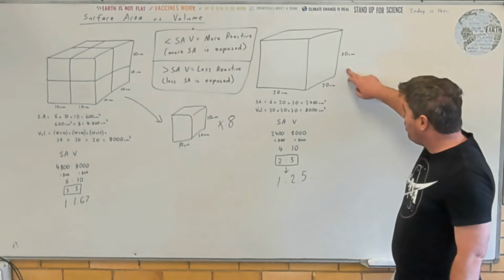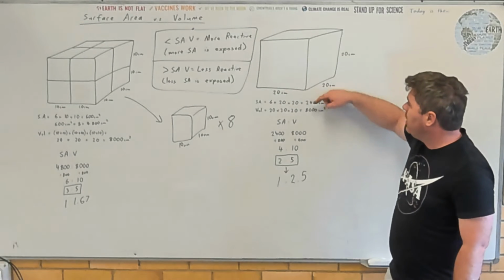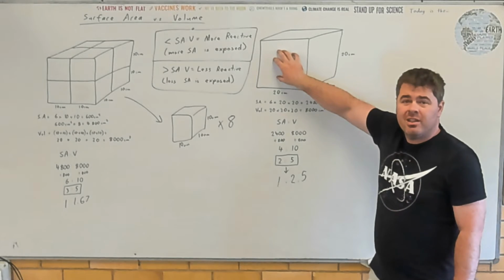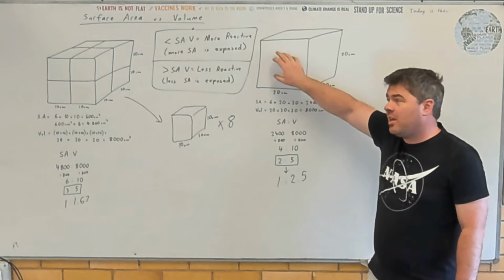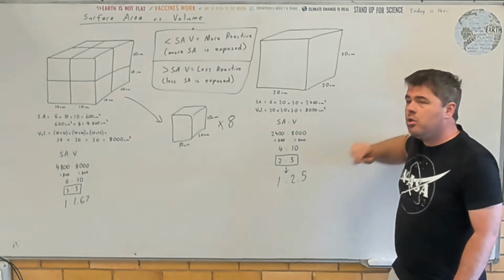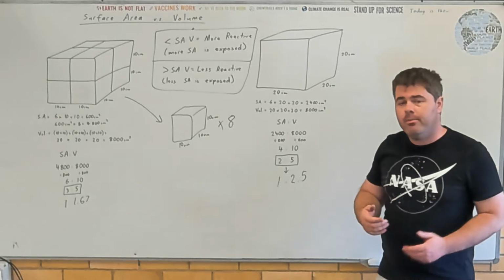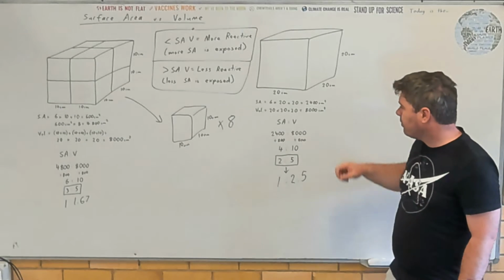Here is my block of wood. It's 20 centimeters long by 20 centimeters tall, so that's one side. Since it's a cube, all of the sides are the same size. So naturally, it's going to be times by 6 to equal 2,400 centimeters squared. Okay? That's the first part.